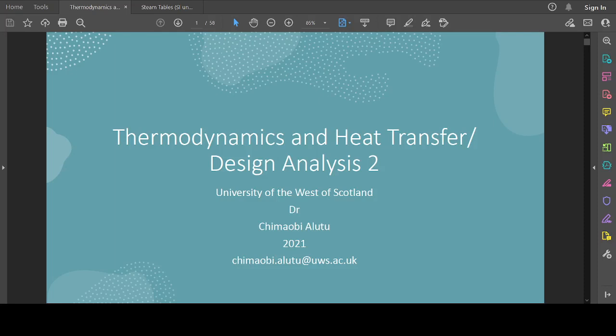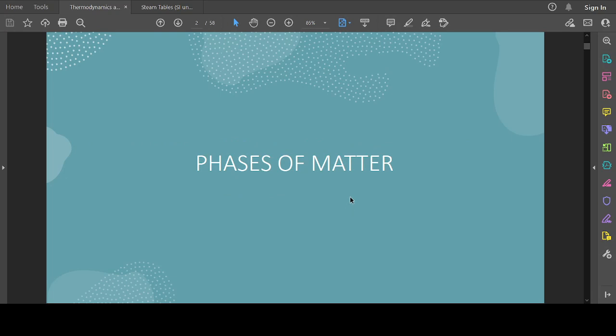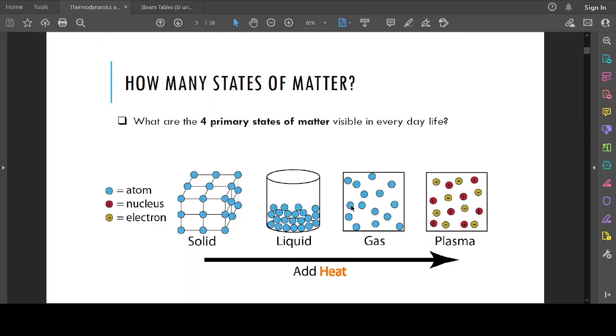Okay, hello and welcome to week two. So we continue off where we stopped with phases of matter. So today we'll be discussing how matter changes phase.